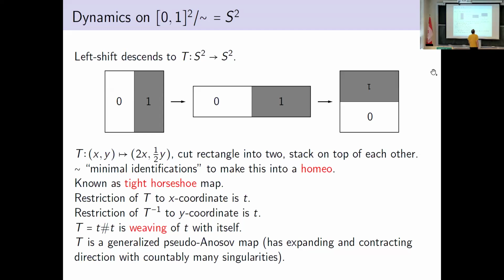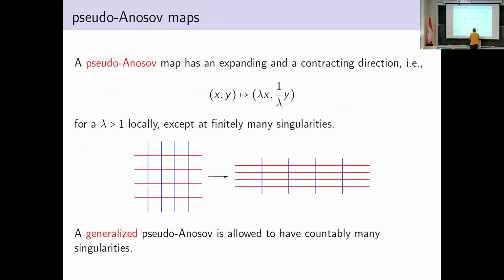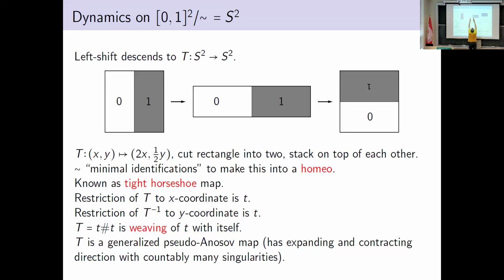So we identify the top and bottom. And also, we fold this thing together. In order to make it a homomorphism, we also identify top and bottom. We take pre-images and forward images, and we get all these identifications that you saw on the previous slide, okay? And so this map here is called the tight horseshoe map.